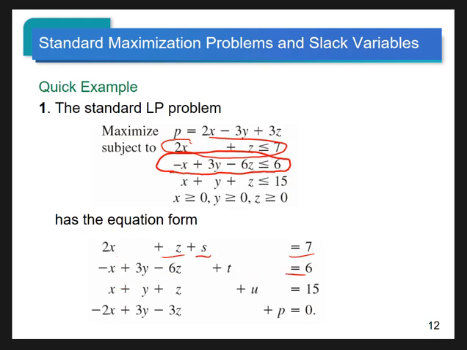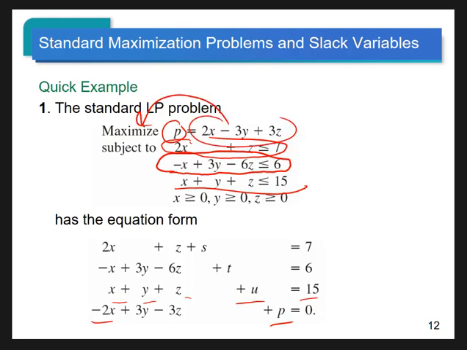The next one, x plus y plus z is less than or equal to 15. Well, x plus y plus z plus u equals 15. Then for the objective function, we still have p. We subtract each of these to move them over to the left side. So it's negative 2x, negative 3y becomes positive 3y, minus 3z plus p equals 0. That is now in a system of equations that we're going to use matrix operations on.